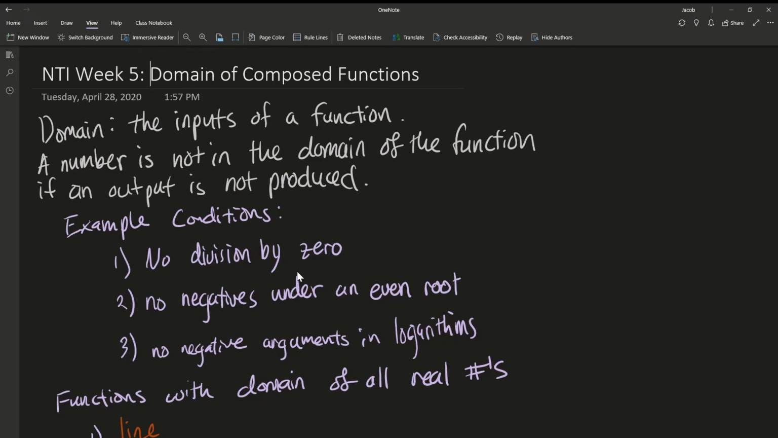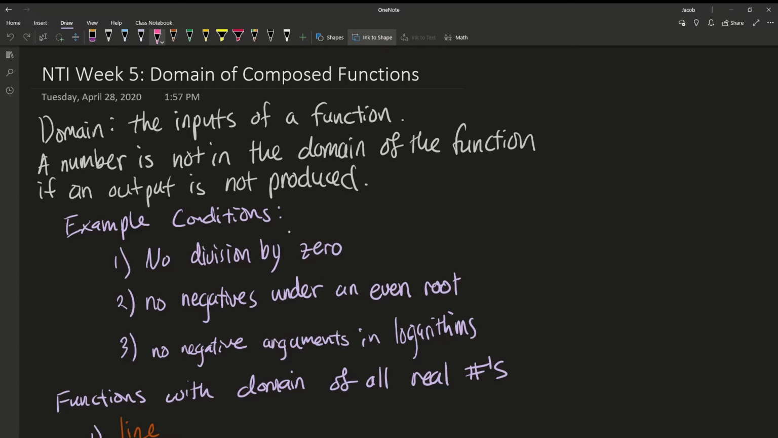Alright, welcome to week 5 of NTI, the domain of composed functions. We are going to be reviewing domain before we get into this. This is the inputs of the function, and a number is not considered in the domain of the function if any output is not produced.